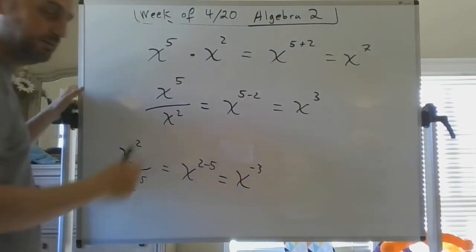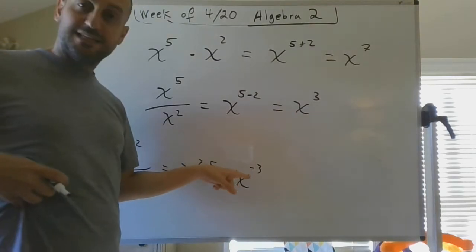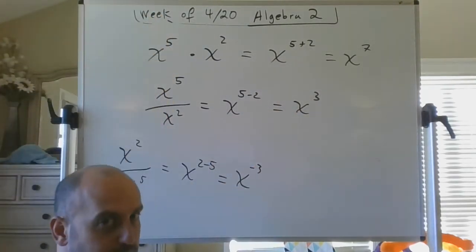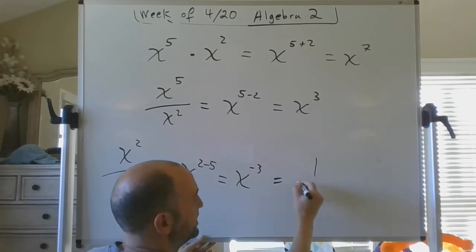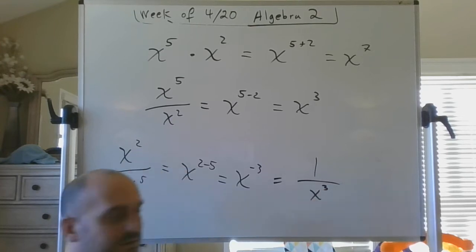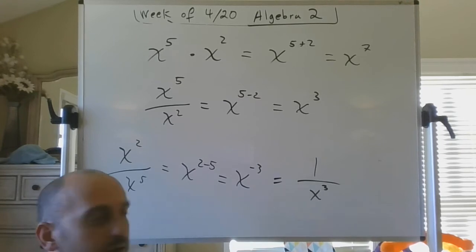negative 3. Now the problem here is we don't normally leave the exponent as a negative when simplifying. Simple trick. If you have an exponent that's negative, flip it, make it positive. So we're going to take the reciprocal, flip it, make it a fraction, and make that positive. Simple as that. So if that was x to the power of negative 5, simple, 1 over x to the power of 5.